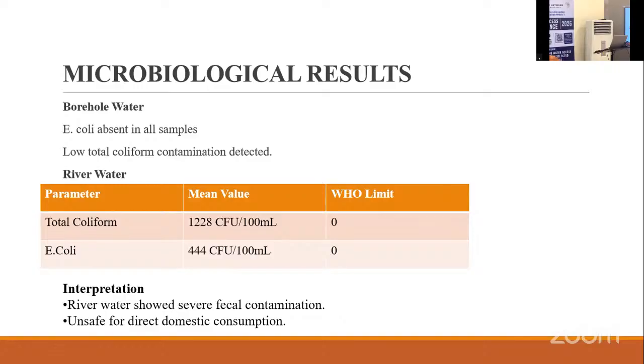When compared with the WHO standard, which is supposed to be 0, the E. coli we found to be 444 CFU per 100 milliliters, compared with 0. So the interpretation is that the river water showed severe fecal contamination, and it is highly unsafe for direct domestic consumption.